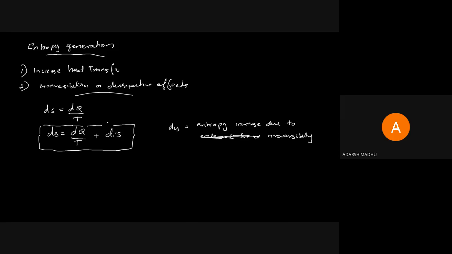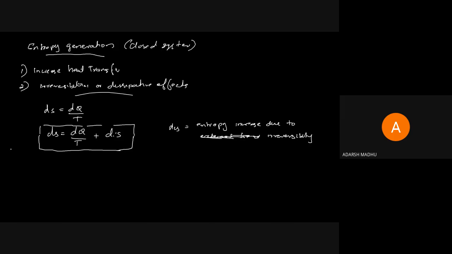And this kind of particular entropy increase due to irreversibility or dissipative effects is known as entropy generation. Okay, the additional increase in entropy that comes into a system due to irreversibility or dissipative effect is known as entropy generation. This is for a closed system.